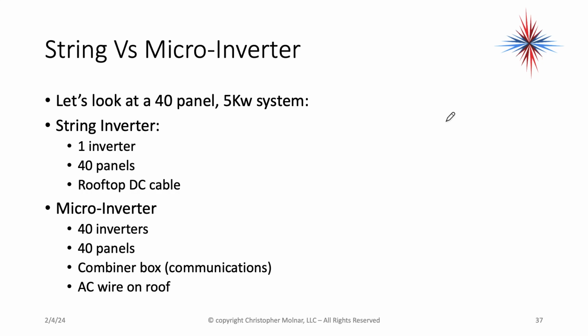So let's look at a 40-panel 5 kilowatt system. With a string inverter, you're going to have one inverter, 40 panels, and the rooftop is going to be DC cabling. All power on the roof is going to be direct current. With microinverters, you're going to have 40 inverters, 40 panels, a combiner box for communication and rapid shutdown, but all the wire on the roof is going to be AC wiring.